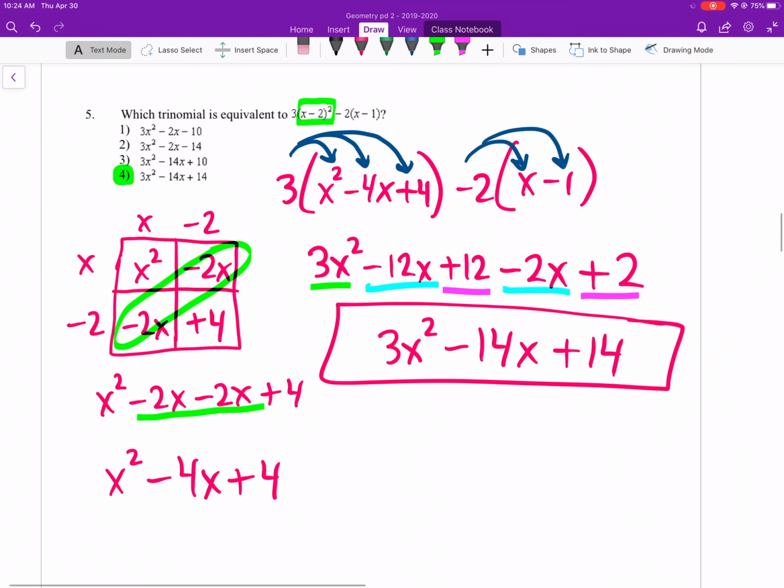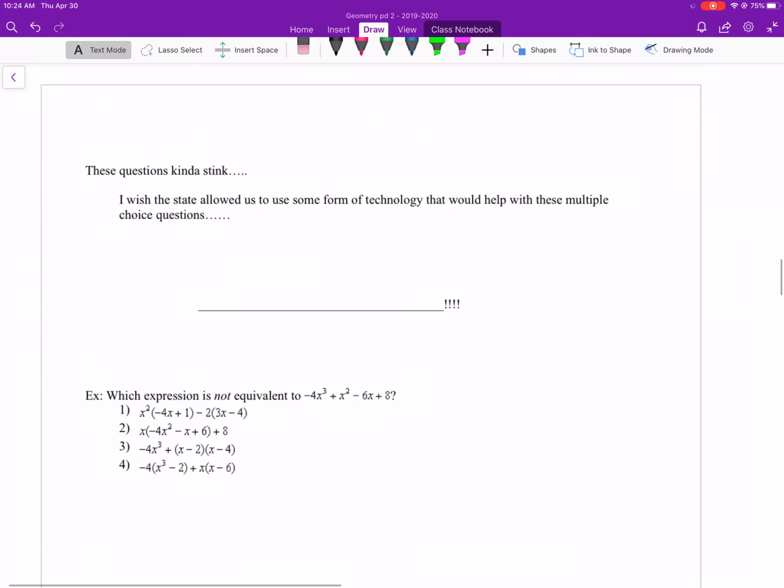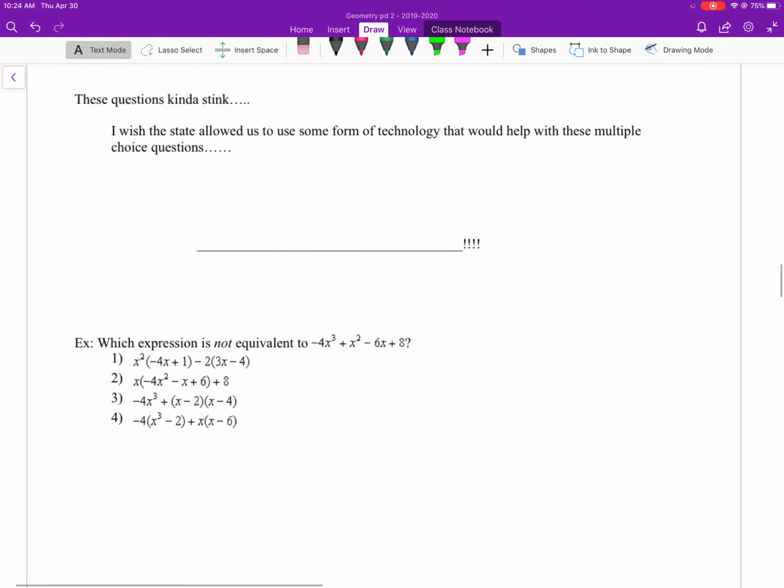There's a lot going on. These questions, like I have here, these questions kind of stink, right? There's a lot of work, especially if you're stressed on a test or something like that, and you're like, I don't remember what to do. You could very easily make a very minor mistake with a sign, like positive or negative, totally throws off your answer. So I said I wish the state allows us to use some form of technology that would help us with these multiple choice questions.